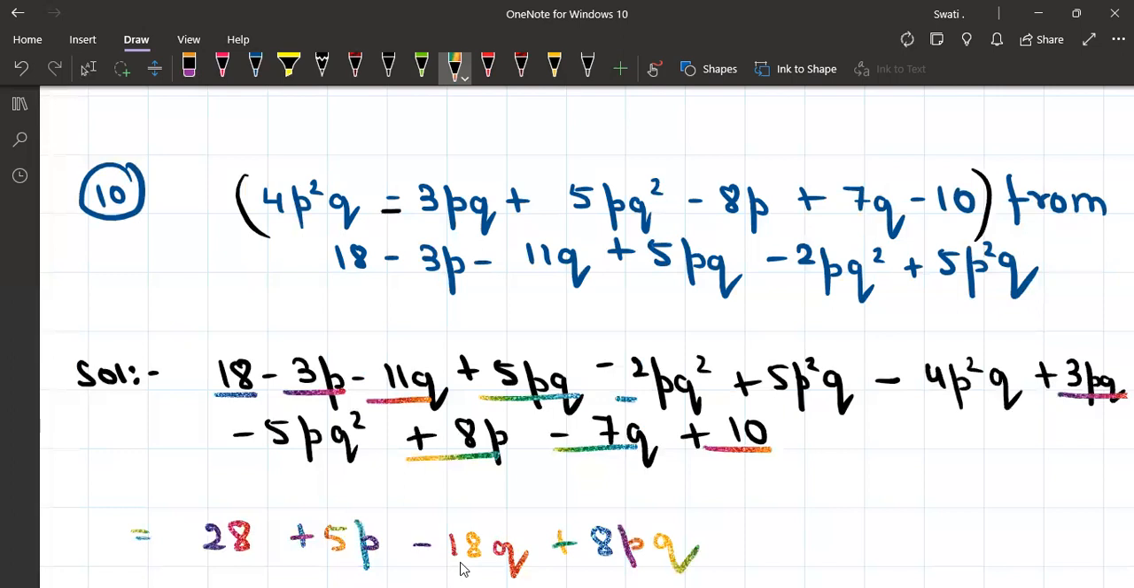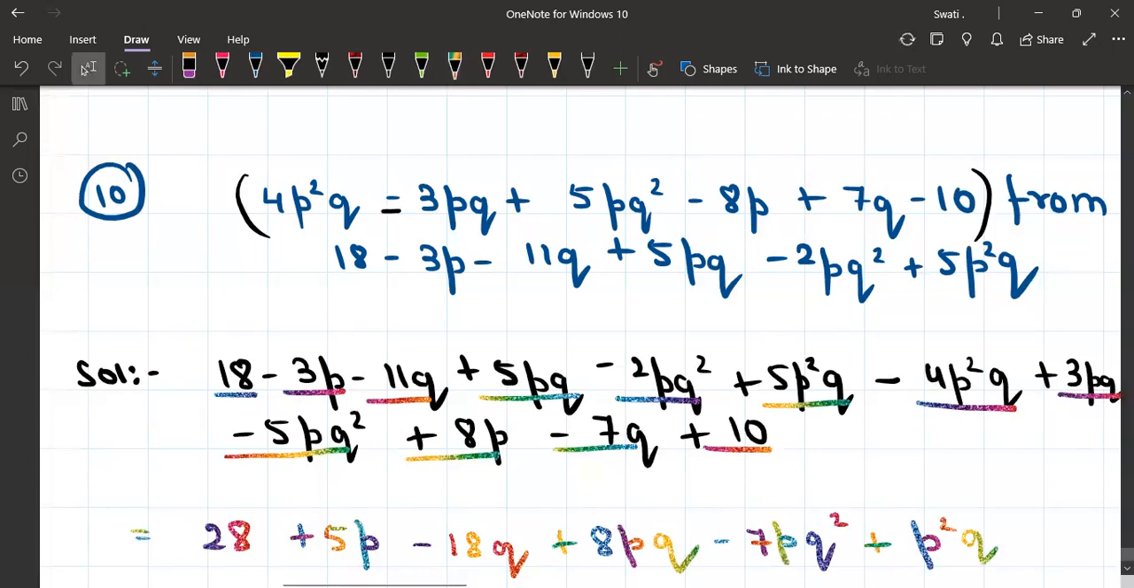Next, we have minus 2pq square and minus 5pq square. So that is going to be minus 7pq square. Next, we have plus 5p square q and minus 4p square q, right? So 5 minus 4 is, of course, 1. You can skip writing the 1 and just write p square q. And that is our 10th question.